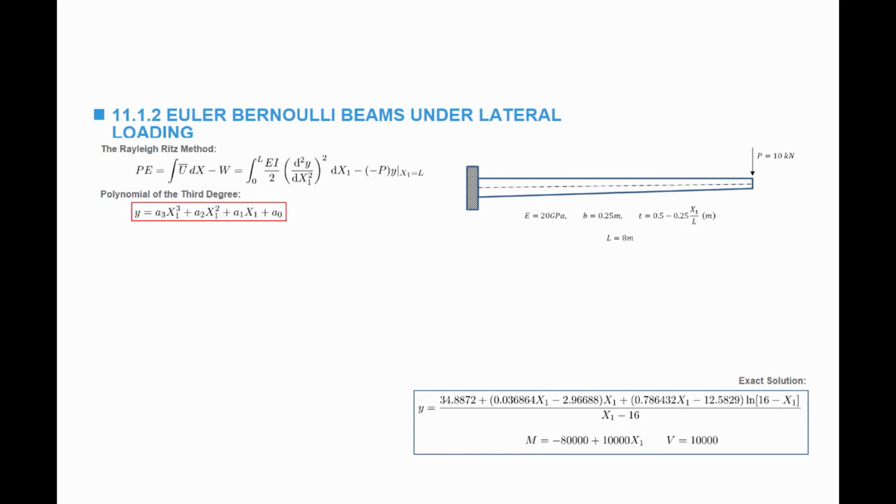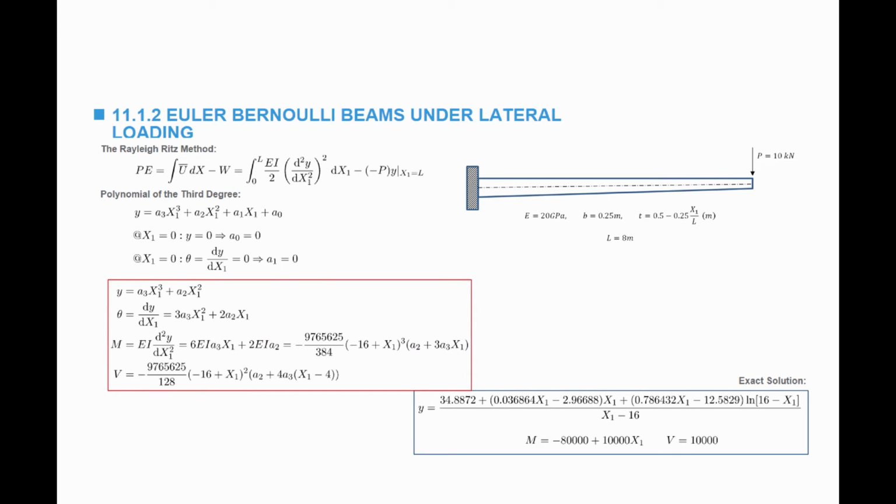As a better approximation, we're going to try a polynomial of the third degree. And similar to the previous procedure, we're going to first satisfy the essential boundary conditions. And these are, for this particular example, the displacement and the rotation at the fixed end, which will both lead me to a0 is 0 and a1 is 0. And so the displacement function is y is equal to a3 x1 cubed plus a2 x1 squared. And this is the associated rotation.